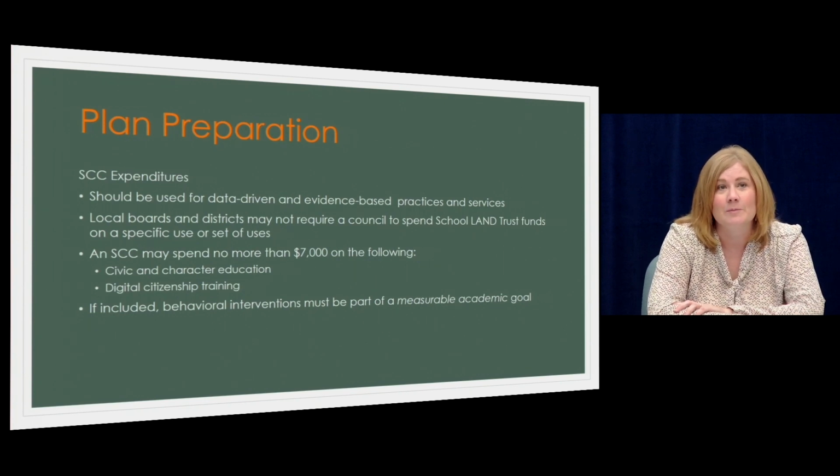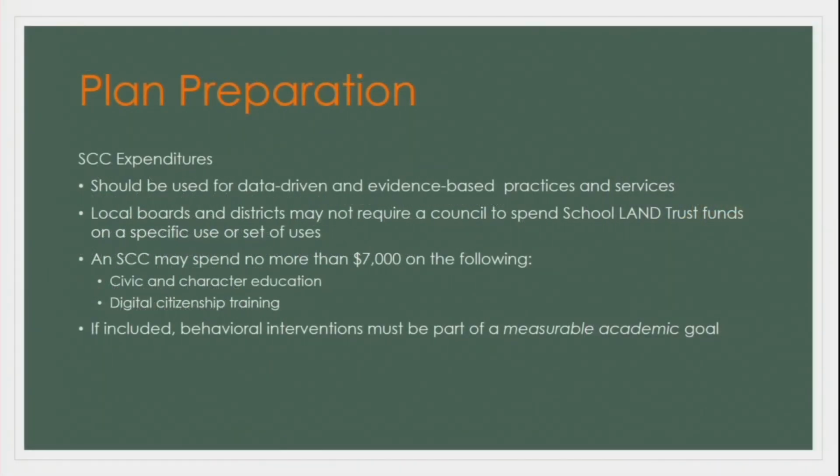A school community council may not spend more than $7,000 on civic and character education or digital citizenship training. When I've served on community councils, we've always found that it's best to align those civic and character education and digital citizenship opportunities to support our school improvement plan and academic progress. If you decide to include behavioral interventions in your plan, they must be part of a measurable academic goal. Graduation rates could be such an example. If you hire someone to focus on the graduation rate and they're supporting students with credit recovery and improving your graduation success and creating academic opportunities for students, it would be an acceptable expenditure.